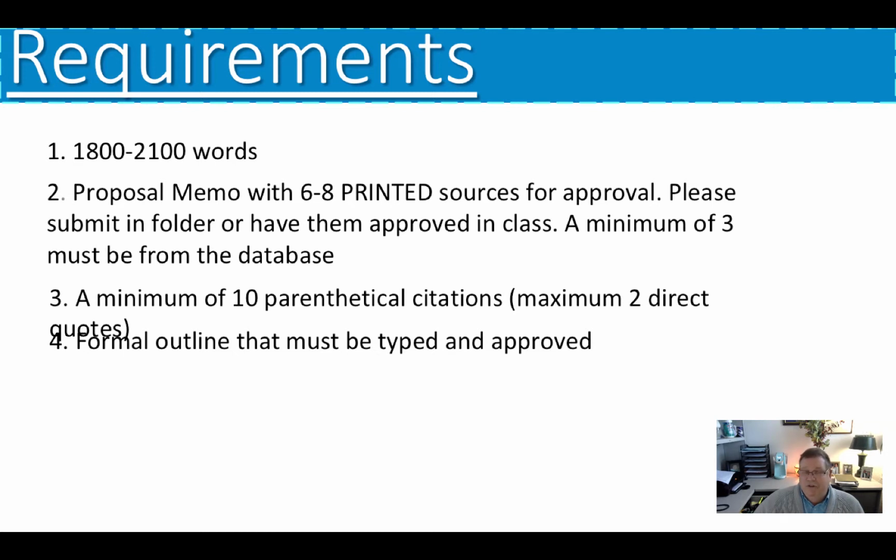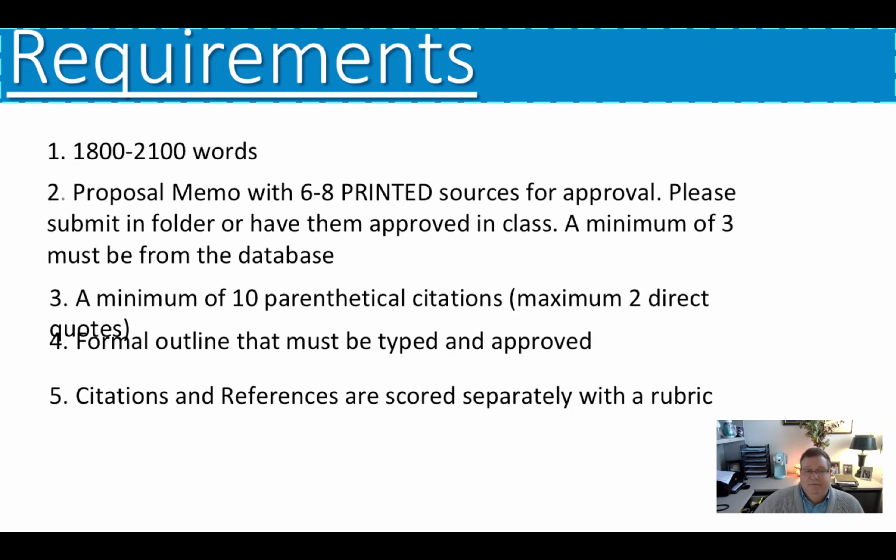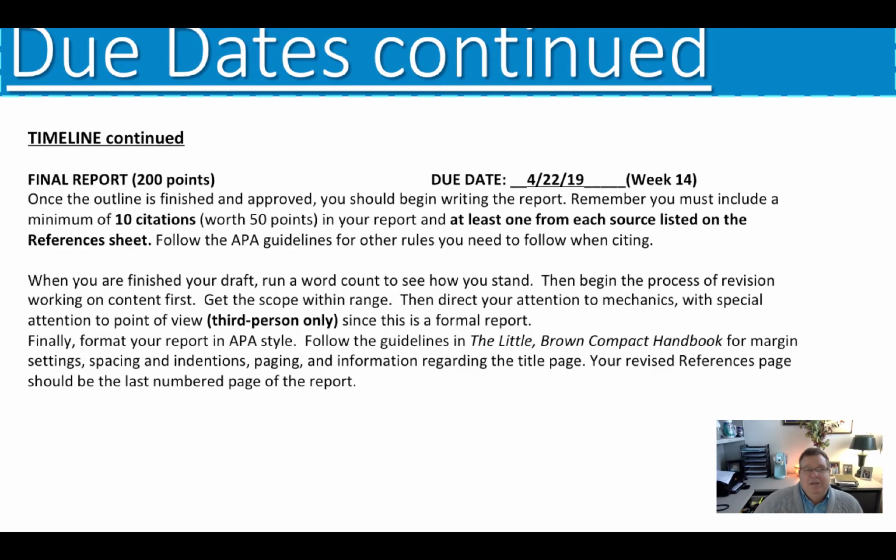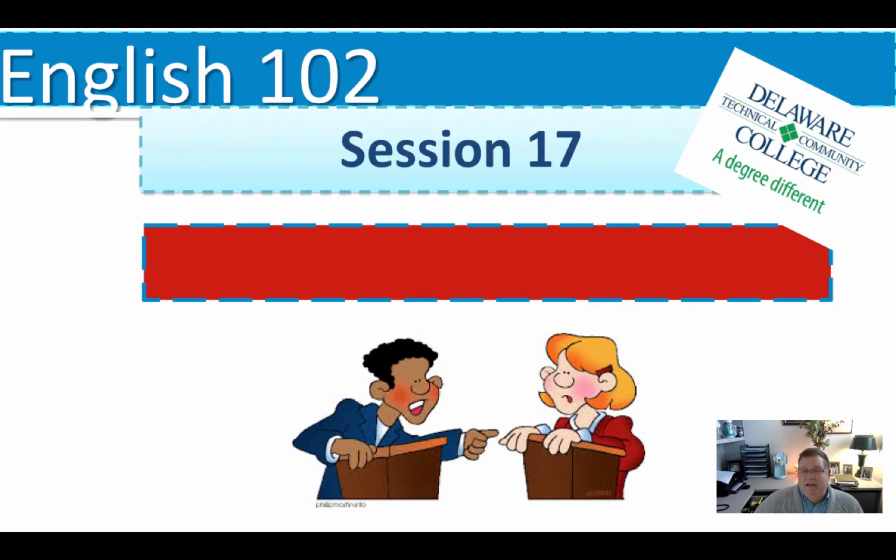So I have to approve your sources and I have to approve your outline. The citations and the references are all scored with a separate rubric. So while the actual paper itself is like 200 points, the citations and the reference page are also a number of points. That makes this paper worth over 250 points. I'm going to skip over the due dates because that doesn't apply to you.